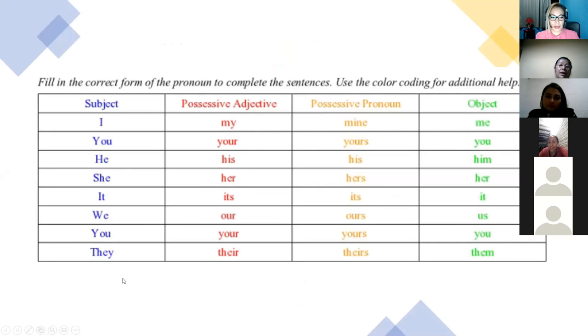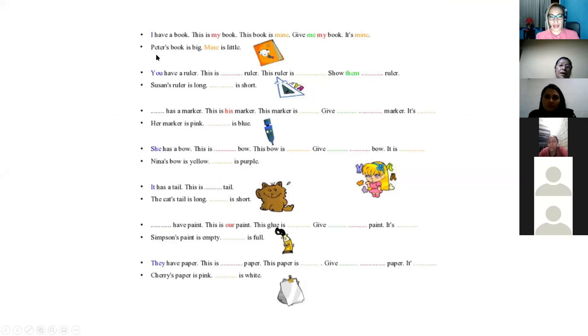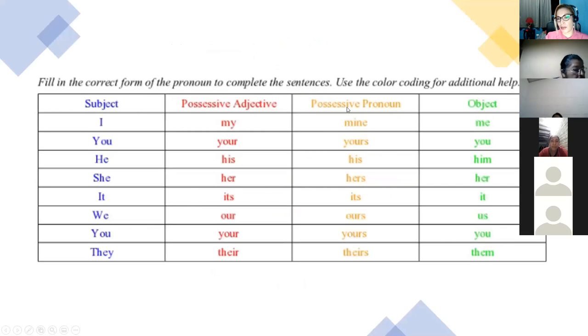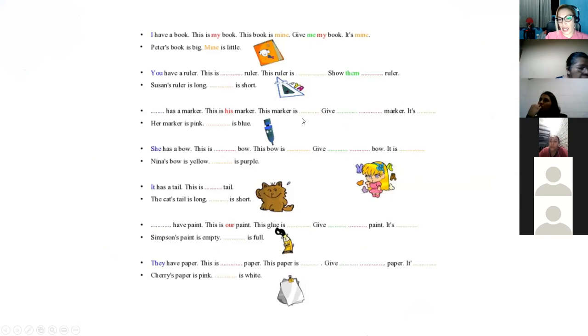Cuando veamos azul, es un sujeto. Aquí vemos la rayita azul y sabemos que íbamos a usar un subject, un sujeto. Y el sujeto iba a ser él, porque leímos más adelante y vimos que se refería a algo de él. Entonces aquí escribimos he. He has a marker. This is his marker. La rayita amarilla me dice que voy a usar un possessive pronoun. Y como estamos hablando de algo que le pertenece a él, utilizo his. This marker is his.